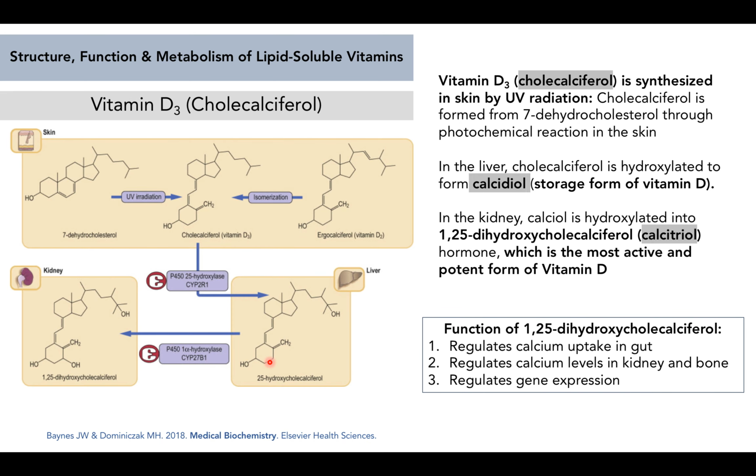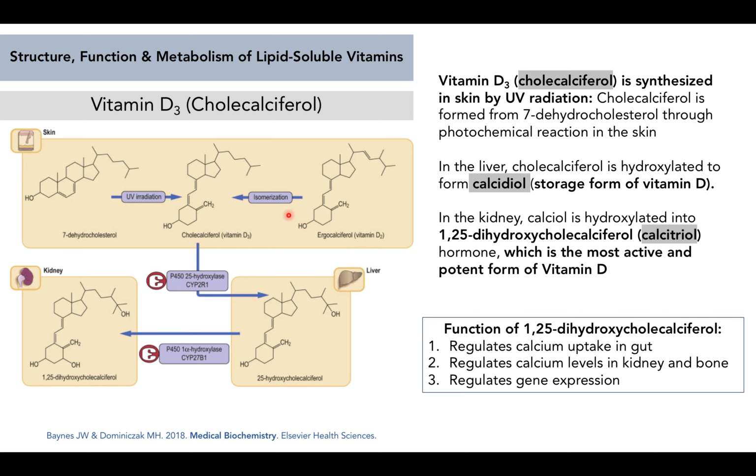Now we move on to vitamin D3, also known as cholecalciferol. Vitamin D3 is synthesized in the skin, and it can also be obtained from the diet. In order to get it from the skin, you first need the 7-dehydrocholesterol that's already in your skin to be irradiated by UV light, and this will turn into cholecalciferol. In the liver, cholecalciferol is hydroxylated into calcidiol, which is if you want to store vitamin D. As you know, vitamin D can be stored just like vitamin A. You have to convert it into calcidiol.